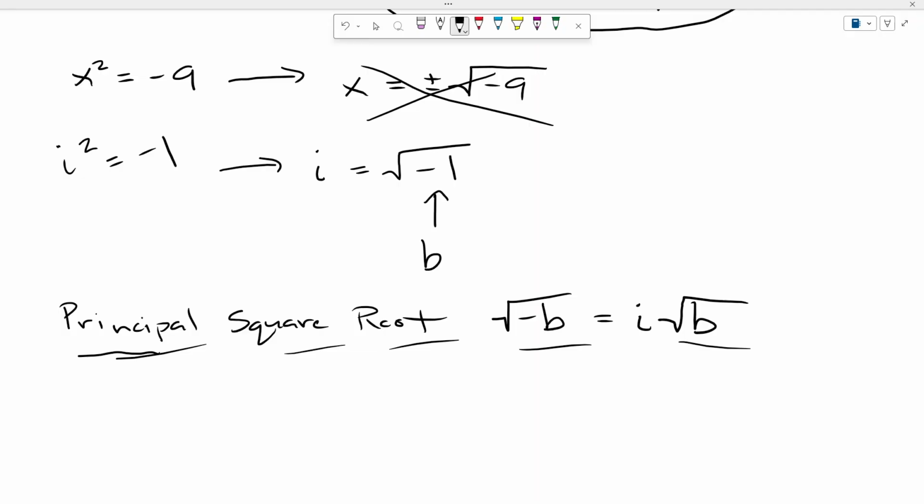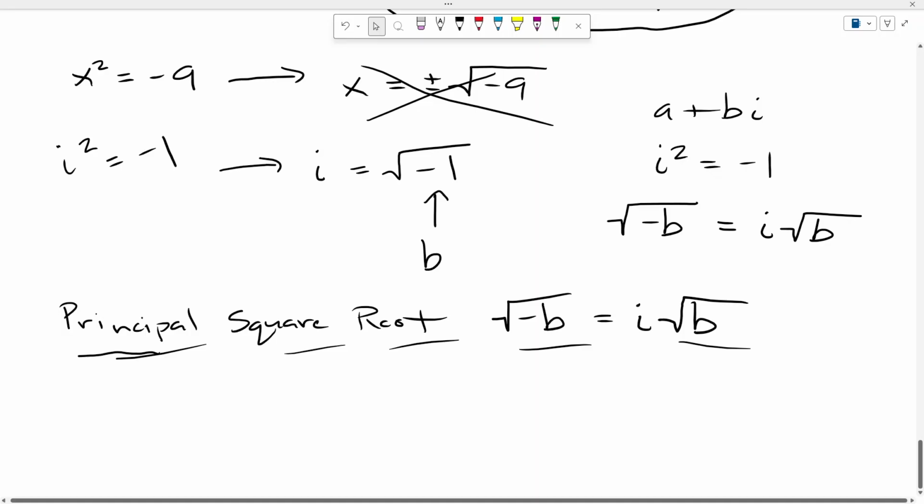That'll be another key to remember, because we've talked about the general form a plus bi of a complex number. We've talked about when we see i squared, we can set that equal to negative 1. Well, now we have another. If you see the square root of a negative number, that can be set equal to i times the square root of the positive number.